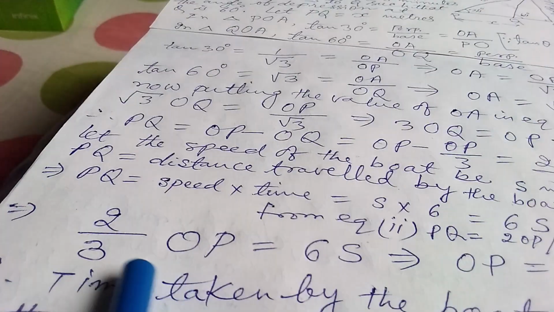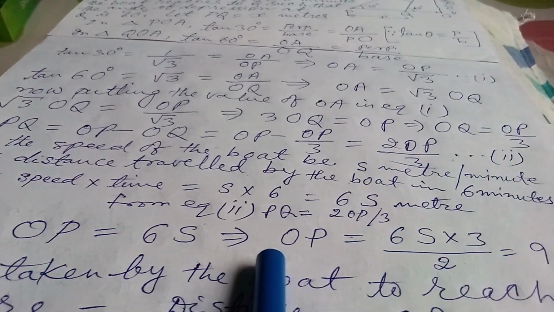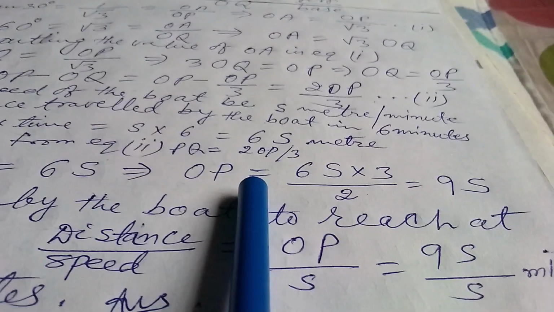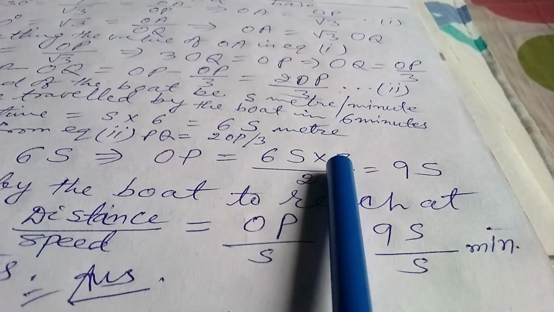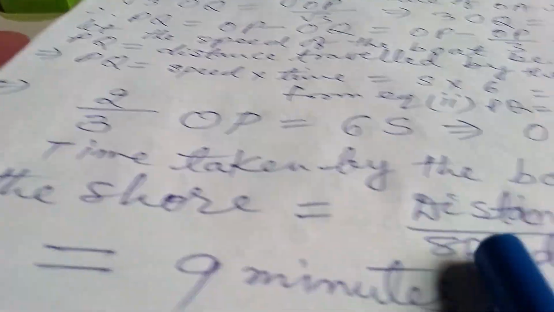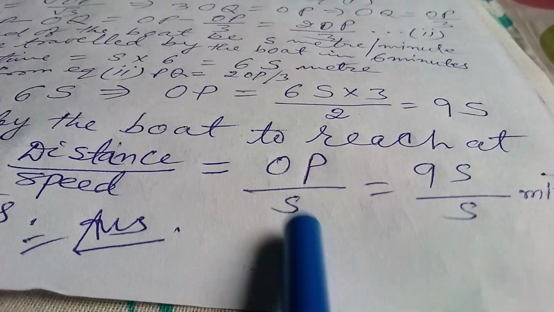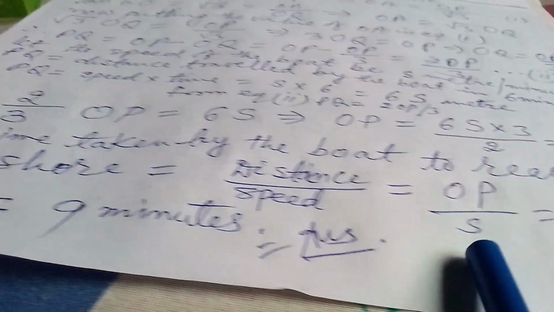And so here we put 2 by 3 OP equals 6s. So by cross multiplication we get OP equals 6s into 3 by 2. 2 3s are 6, it is cancelled, then 3 3s are 9. So 9s, and therefore the time taken by the boat to reach the shore is equal to distance by speed, and distance is OP and speed is s. So OP we have got 9s by s, s cancelled, so 9 minutes is the answer.